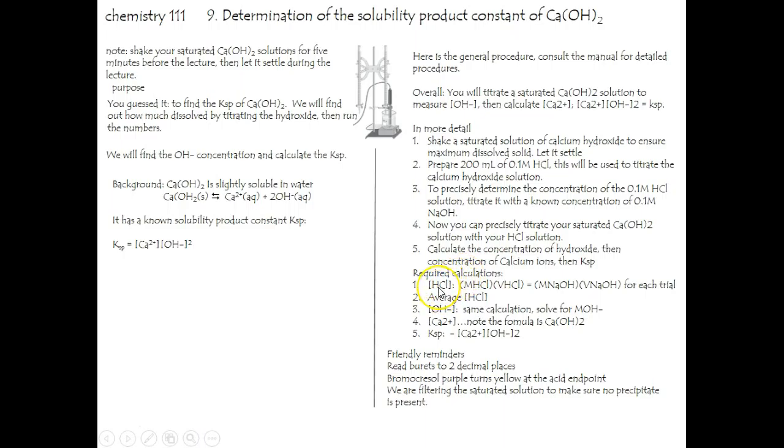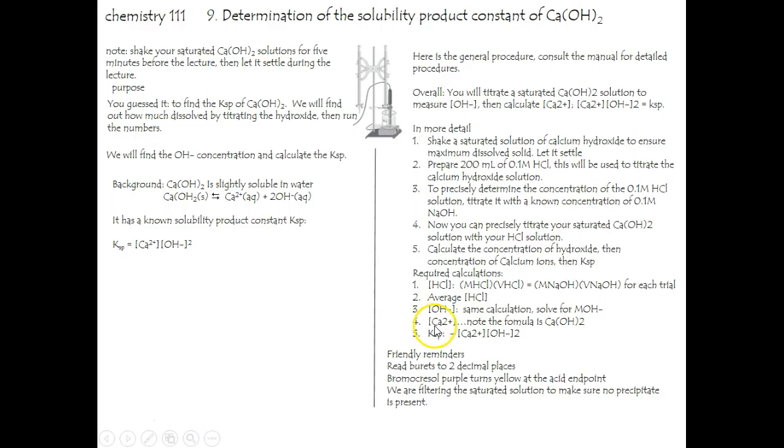1, the molarity of the HCl stuff that you standardized, and do it for each trial, then take the average. That's your second calculation. Just take the average. The third one is get the hydroxide concentration that we just mentioned up here. That's very important. That's really our only piece of data that we're going to use to calculate KSP. Same calculation, M1V1 equals M2V2. Solve for the molarity of the hydroxide.